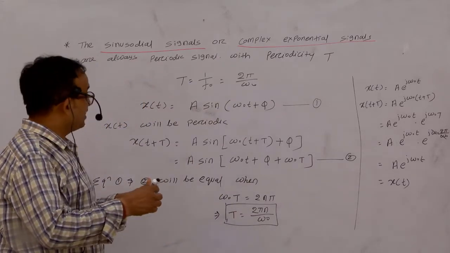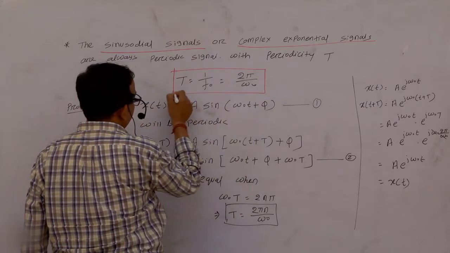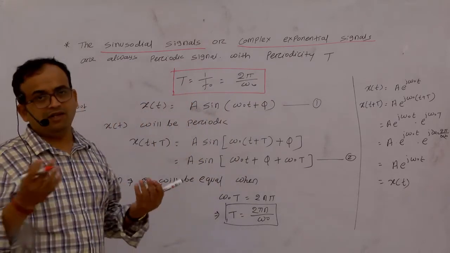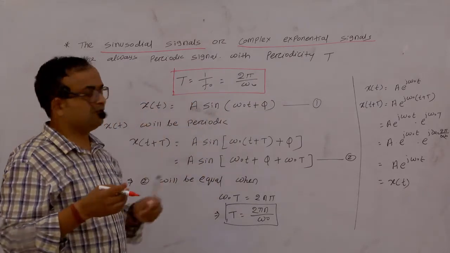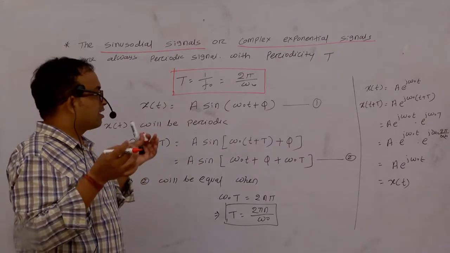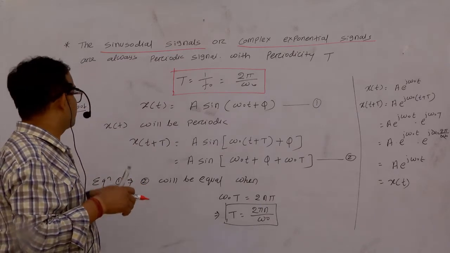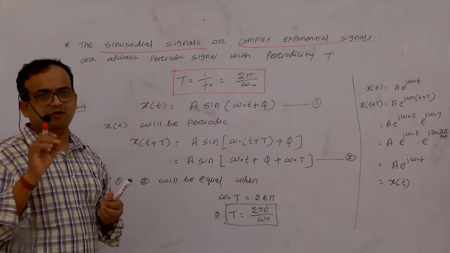Generally the time period of the signal, we already know, is 1 by f0 or 2 pi by omega 0. This is for sinusoidal signals. So how to do this? There is a very small proof. So what is the proof?